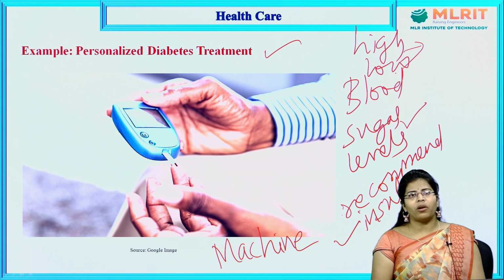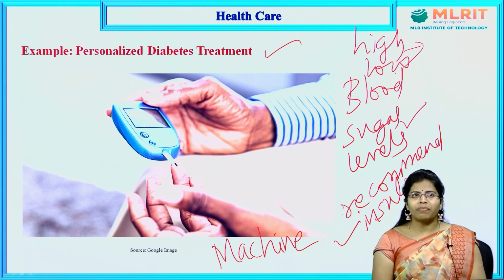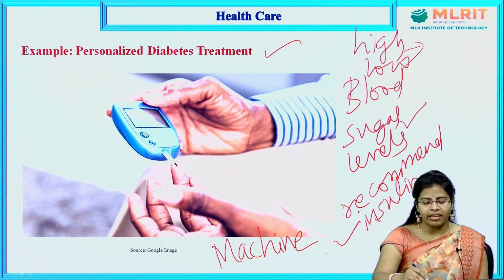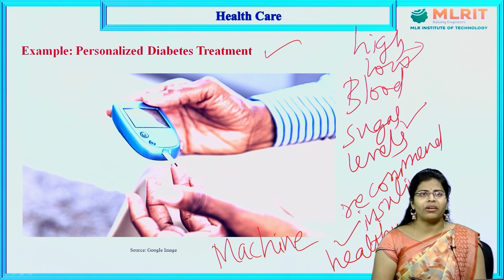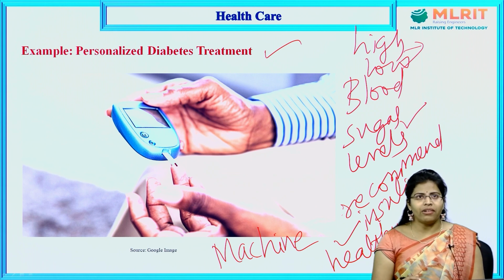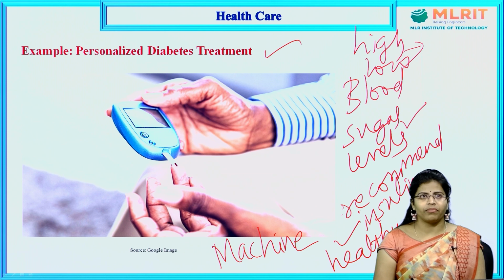So with the help of this, the patient is going to stay healthy by maintaining the blood sugar at a stable level with the help of this machine. So that means the patient stays healthy with the help of this machine that was developed by reinforcement machine learning.